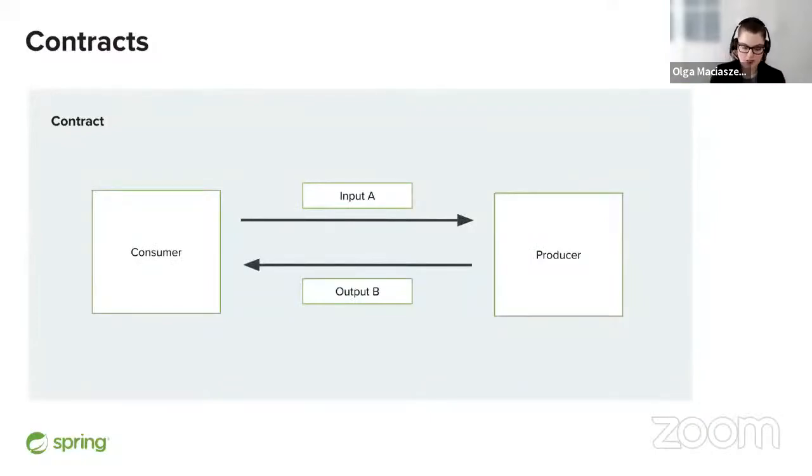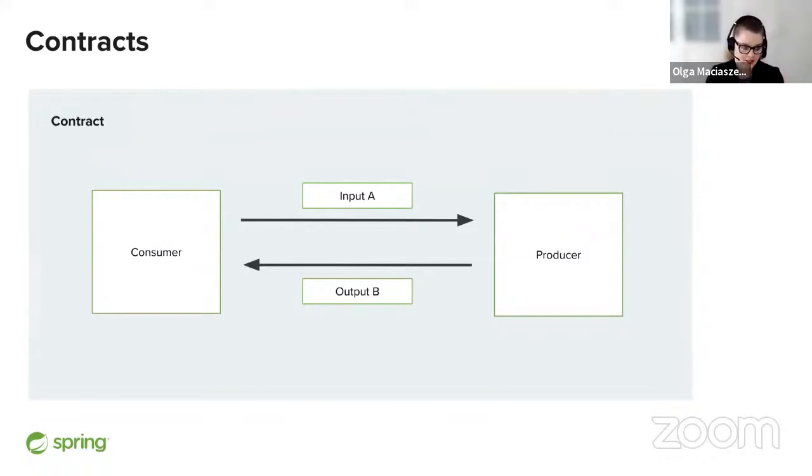Let's first think about the contract. A contract is a code that defines that if the consumer sends an input A, let's say, then the producer will respond with an output B. Very similar to the stubs communication that we were defining, for example, while using WireMock. However, the main difference is that the contract should be enforced and it should be guaranteed. So it is not a best effort thing. It is not a wishful thinking thing.